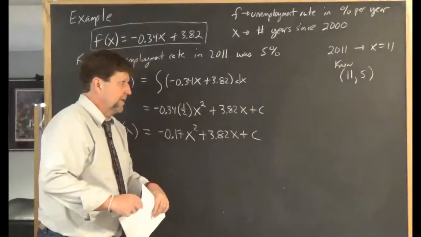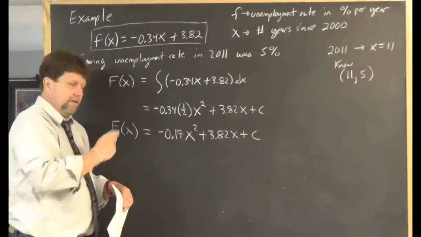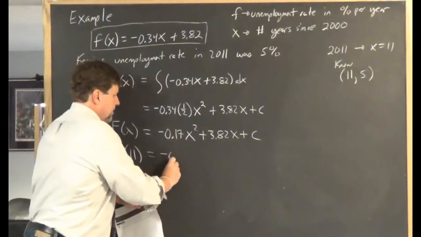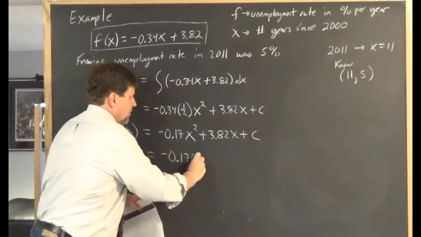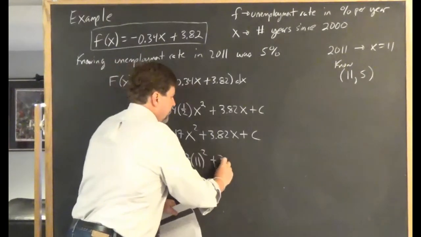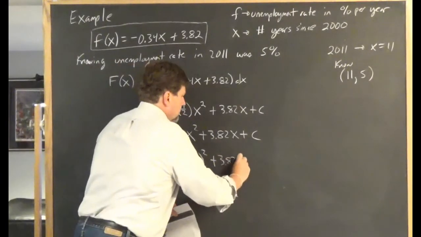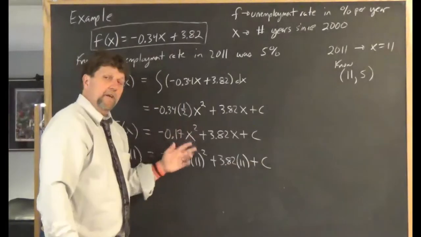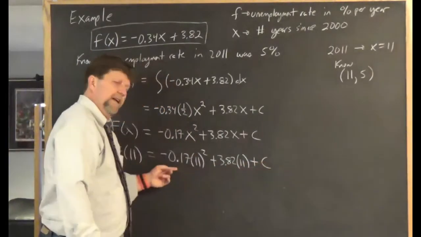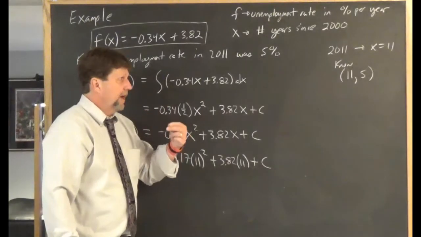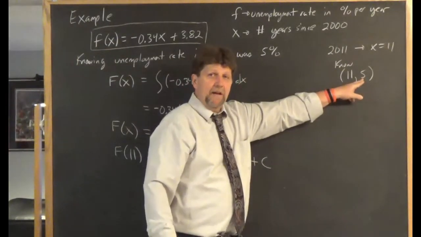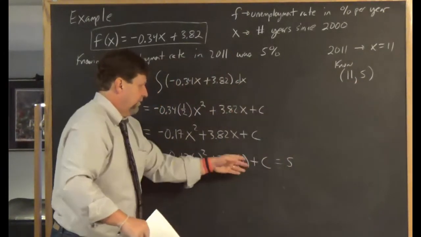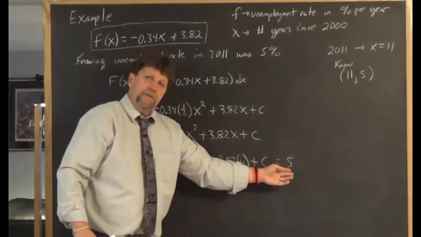I mean, think about what this means. When 11 comes in for the x, I'm just putting 11 in for the x's. What has to result from the 11 going in for the x's, all of this stuff here, has to kick out a result of 5%. So when 11 goes in for the x's, I have to get a result of 5.